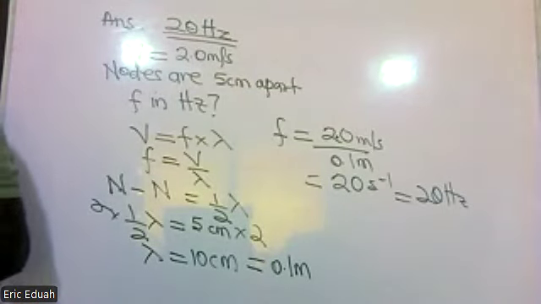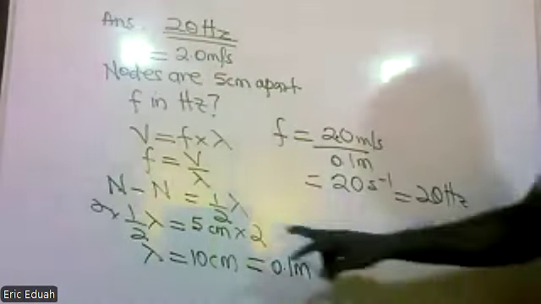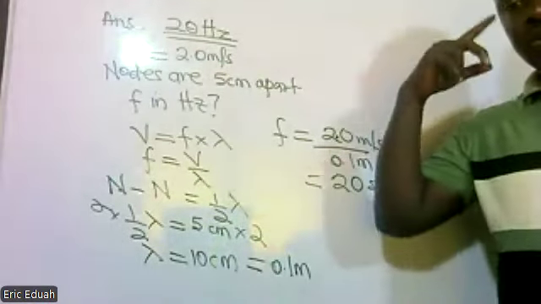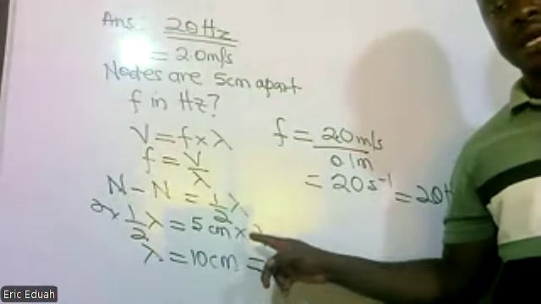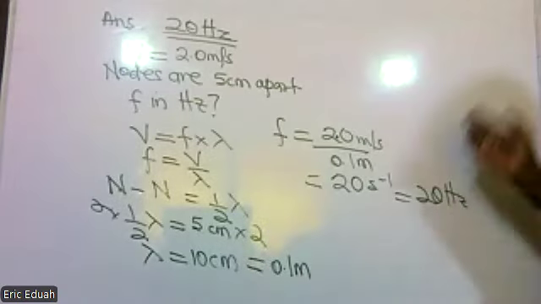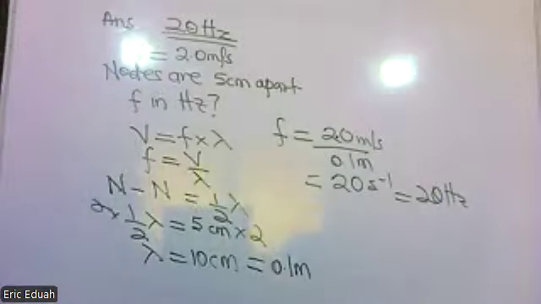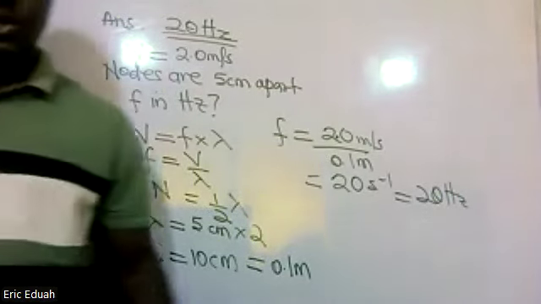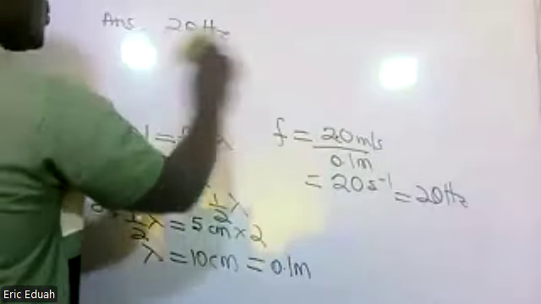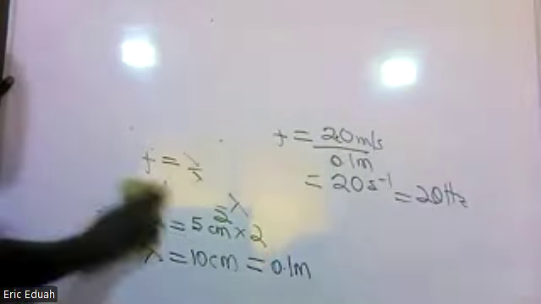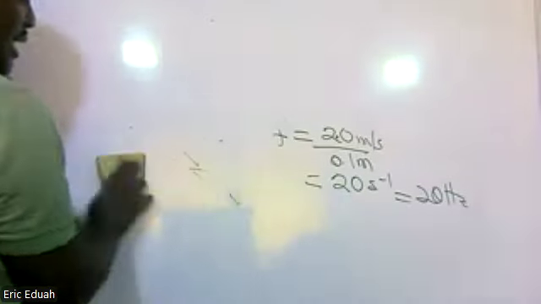The reason I said this is a small trick: when you understand, or you are able to recall, that the distance from node to node is half lambda. So if half lambda, please, any question? Any question? No question. All right, let's look at formation of stationary waves in pipes and tubes.